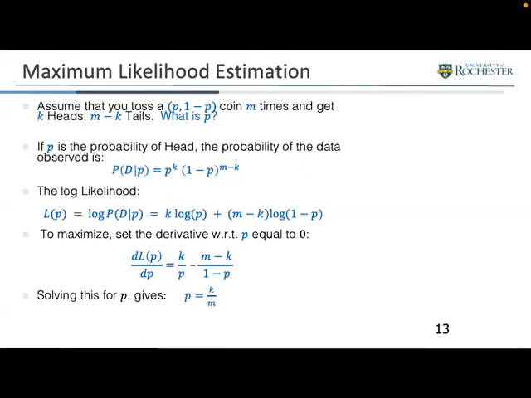And to ease our calculation, we can choose to use the log likelihood, and the log likelihood of P should be this one. If we want to take the maximum, we just set the derivative of the current likelihood function to 0, so we can get this one. And if we solve for P, it will give us K over M. So that is the maximum likelihood estimation.